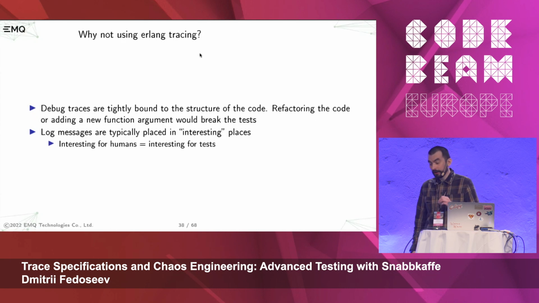Another question is, why don't we use debug traces? It was also a conscious decision. Debug traces are tightly bound to the structure of the code. So refactoring the code or adding an argument to a function would break the tests for no good reason, and we don't want this. Also, log messages are typically placed in interesting places. So if some event is interesting for humans, it is likely to be interesting for the tests.